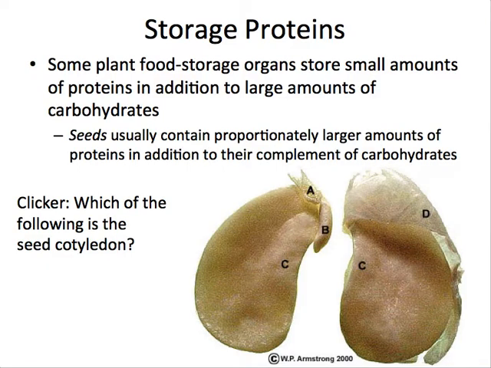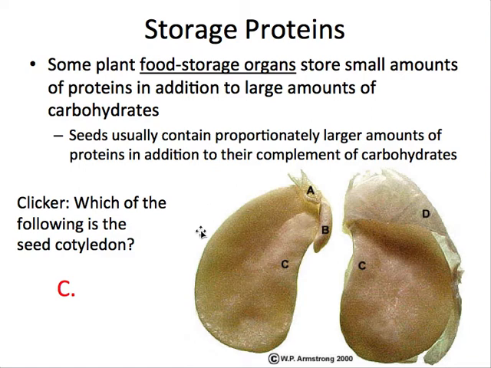Proteins are found in plants, but not very abundantly. For example, some plant food storage organs will store small amounts of proteins in addition to relatively large amounts of carbs. The one exception is seeds. Seeds usually contain a proportionally larger amount of protein in addition to the complement of carbs. And then looking at the seed picture, A, B, C, or D, which one is the cotyledon? It's C. C represents the cotyledon. It's this entire bean-shaped thing because, yep, it's a bean.